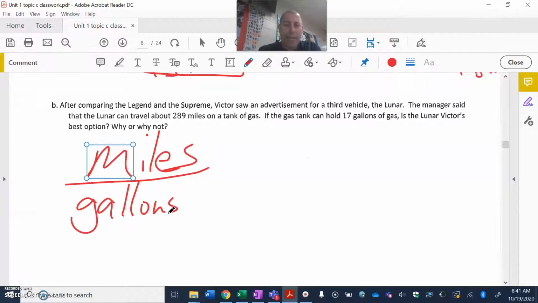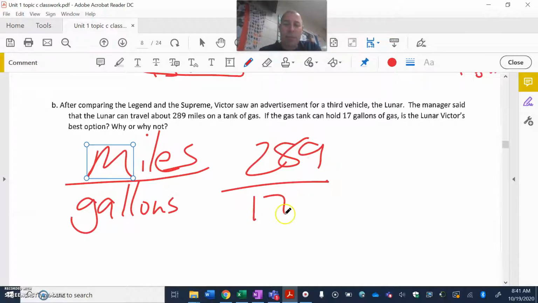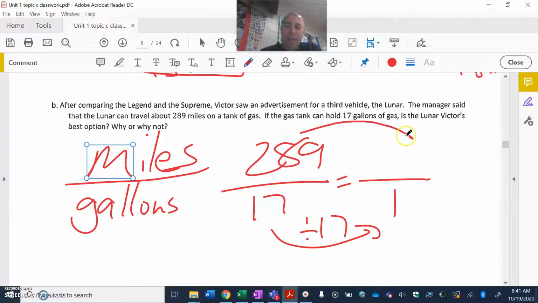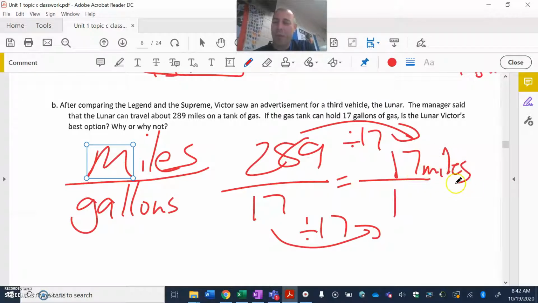So 289 miles, gallons, 17 gallons. Remember, we want to know how much it is for one. So if we divide by 17, I think it is 17. Let's punch it in just to be sure. I got my calculator, 289 divided by 17. Yes, 17. So it's 17 miles for the 1 gallon.